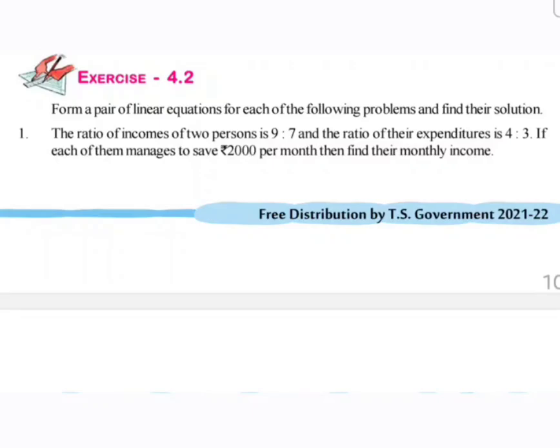Question number 1. Pair of linear equations, 10th class. The ratio of incomes of two persons is 9 is to 7 and the ratio of their expenditure is 4 is to 3. If each of them manages to save 2000 per month, then find their monthly income.